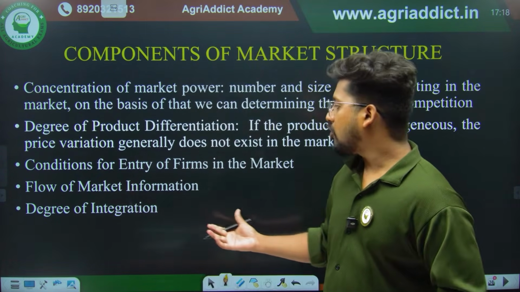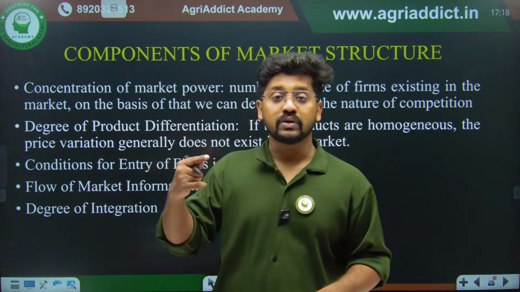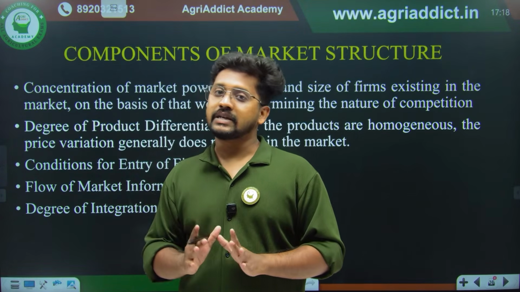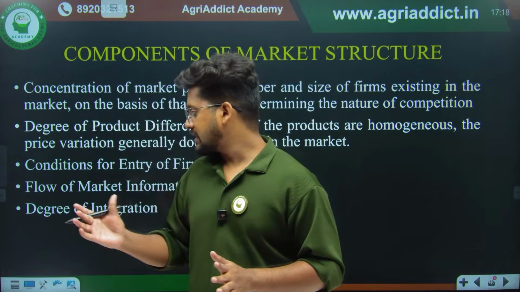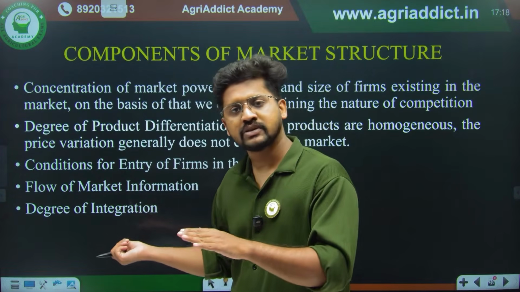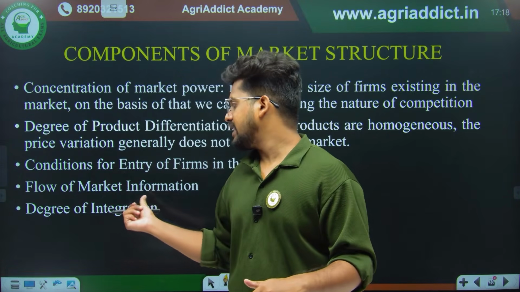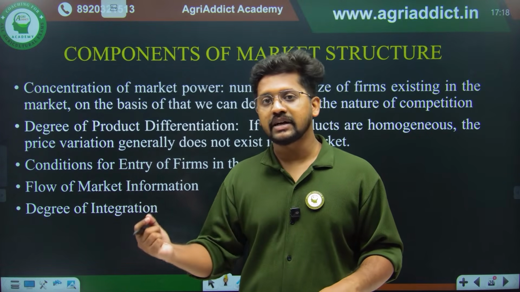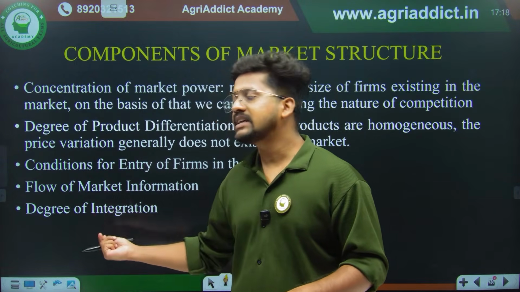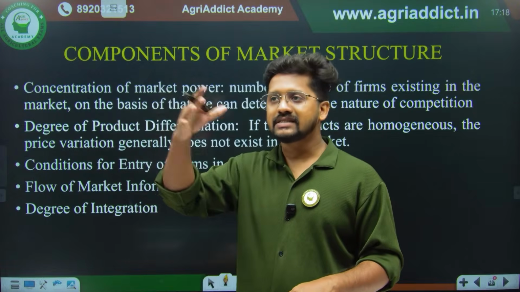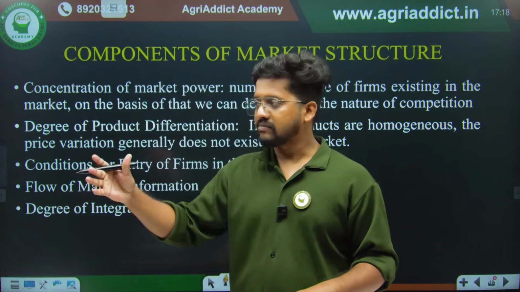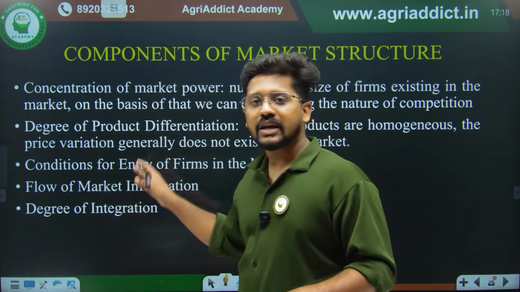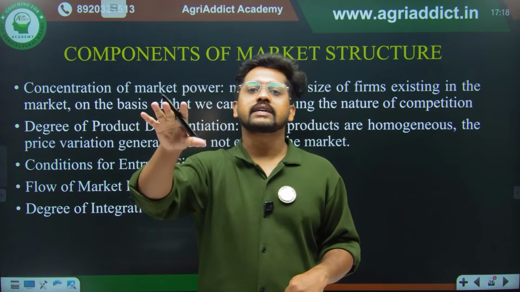Then again, flow of market information. We already saw that in the perfectly competitive market, there is perfect information. Everybody knows about everything. But when you proceed to the imperfect market, you'll find the flow of market information is asymmetrical, or information asymmetry is a problem there. Then finally, the degree of integration, like how much the market is getting integrated. We'll be seeing this integration in the further slides. So all these things are deciding how the market structure is.